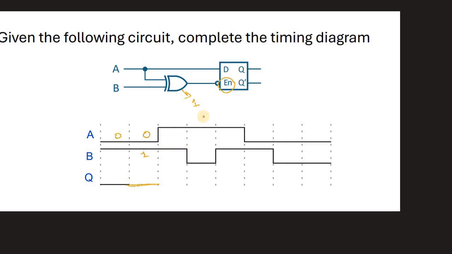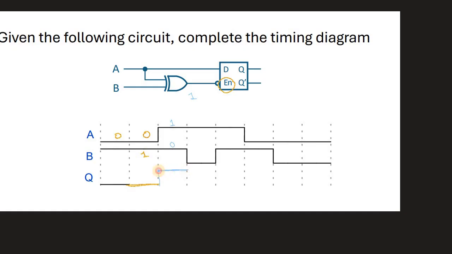Now let's do this next line. Here we have a 1 and here we have a 0, so 1 and 0. Again, the output would be 1 because it's an exclusive OR. So the enabler is 1 over here, and since we have 1, it's going to depend on whatever the D input is, and the D input is connected to A. A is 1, so the output is going to be 1.